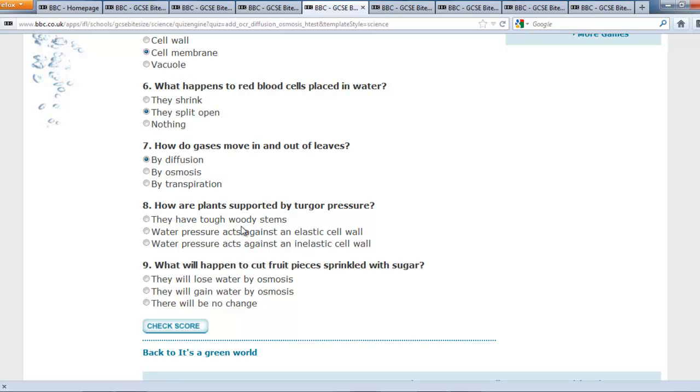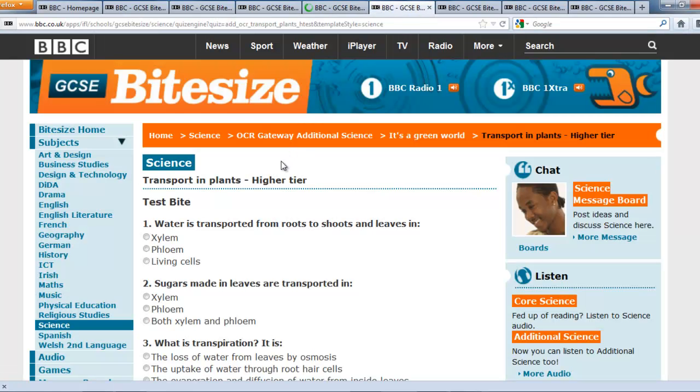How are plants supported by turgor pressure? Inelastic cell wall. What will happen to cut fruit pieces sprinkled with sugar? They will lose water by osmosis. Pretty self-explanatory there. Water goes to the sugar to even out the concentrations. Check that score and go to next.